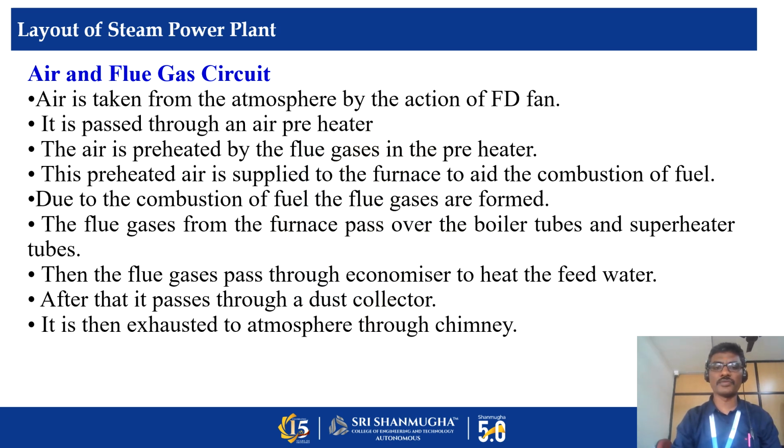The flue gases from the furnace pass over boiler tubes and superheater tubes. Then the flue gas passes through the economizer to heat the feed water. After that, it passes through the dust collector. It is then exhausted to the atmosphere through the chimney.